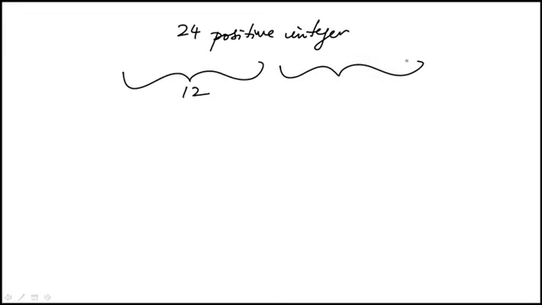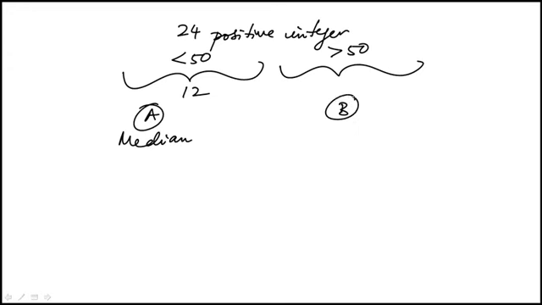So here we're given a set of 24 positive integers, and we're told that half, or 12, of the integers are less than 50. So I'm going to split this into two sets. 12 of these are less than 50 and the rest are greater than 50. The question is asking to compare quantity A, which is the median, with quantity B, which is 50.